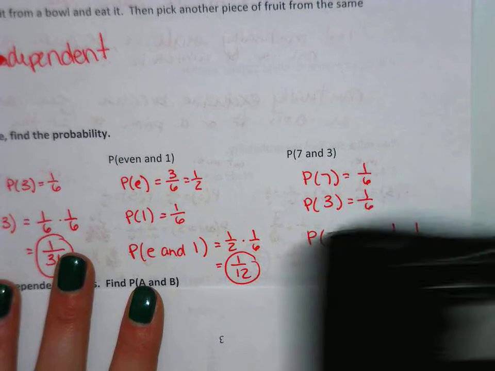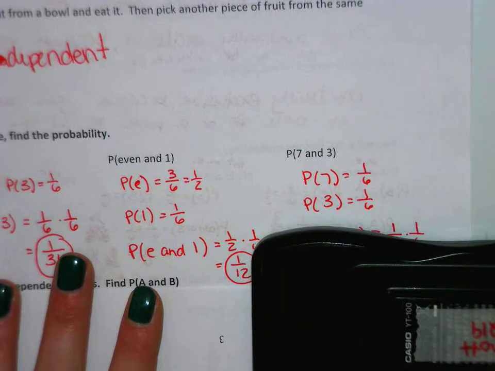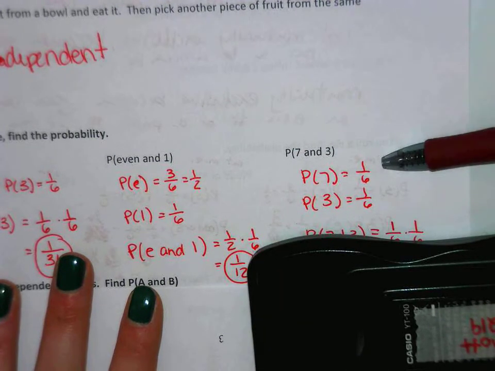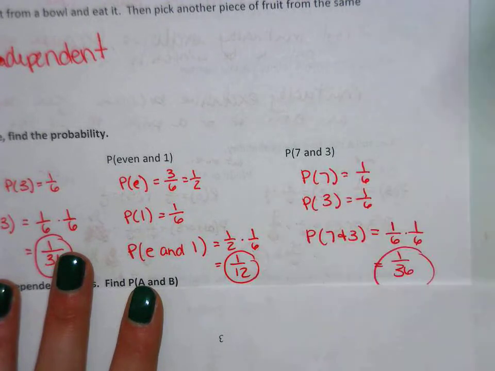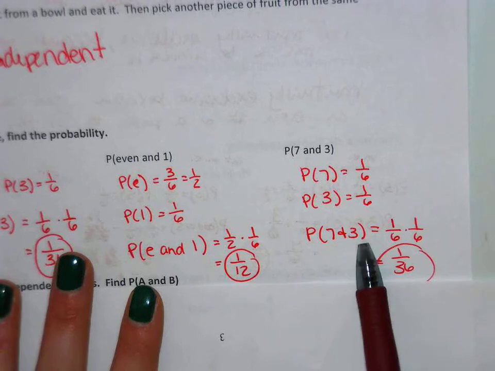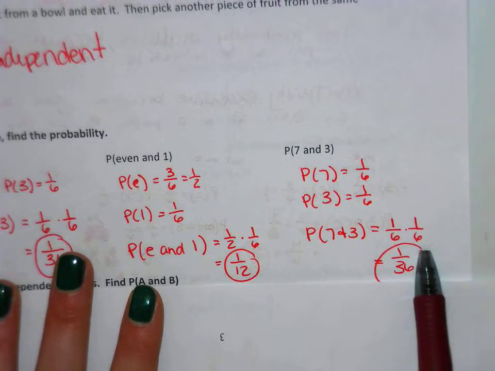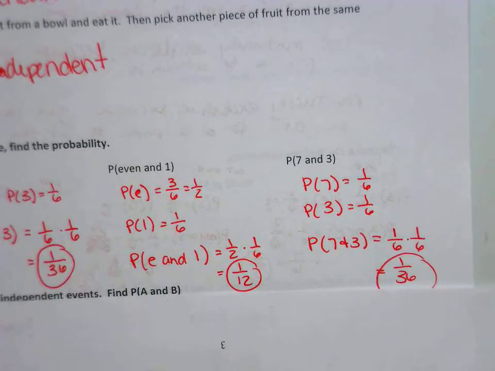So now if we look at finding the probability of rolling a 7 and a 3, the probability of rolling a 7 is 1 out of 6. The probability of rolling a 3 is 1 out of 6. So the probability of rolling a 7 and a 3 equals 1/6 times 1/6, which is 1/36.